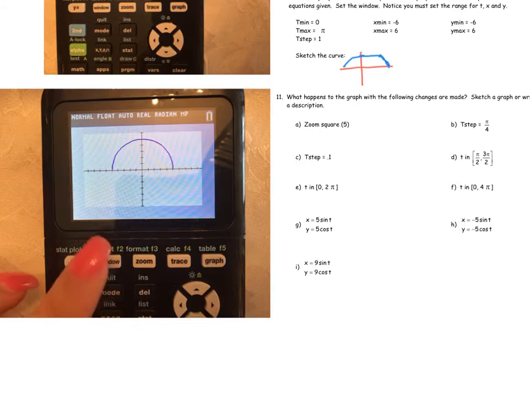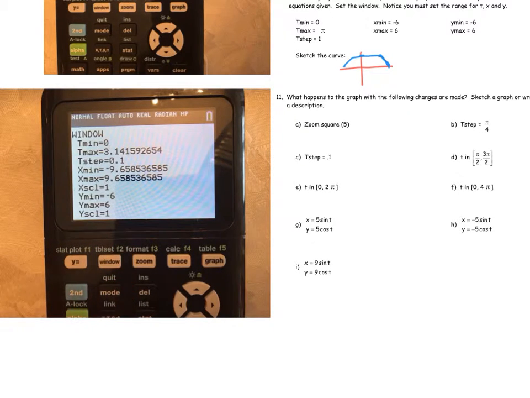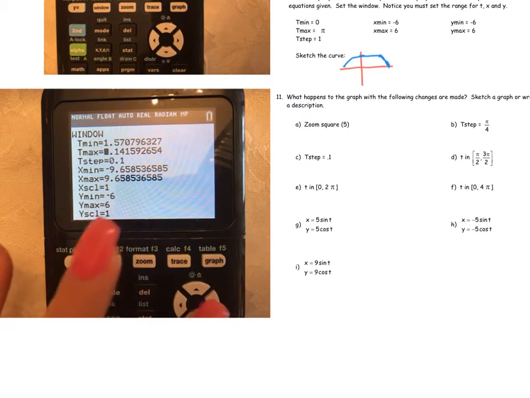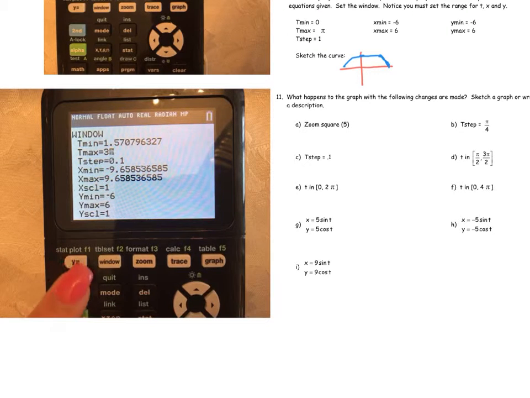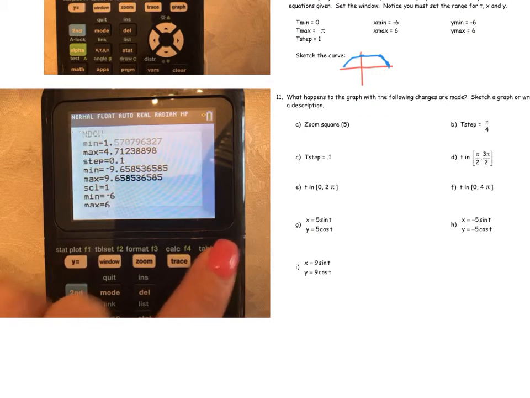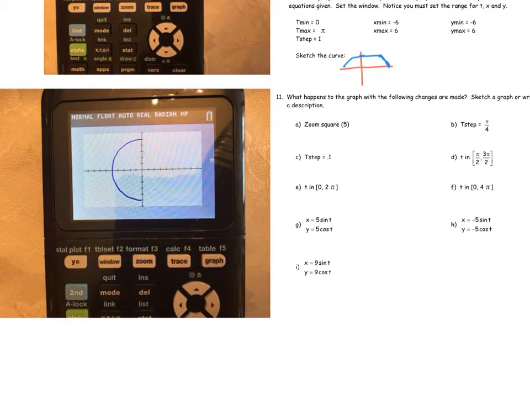Now let's go back, and now I need to try D, which is basically going from pi over 2 to 3 pi over 2 for T. So pi over 2, so second pi divided by 2, and then go to 3 pi over 2. And let's graph it. So it's going to look like a semicircle, but now it is over the y-axis.